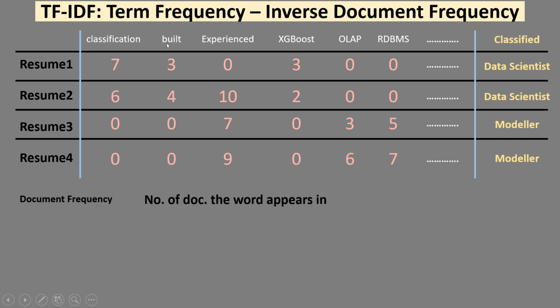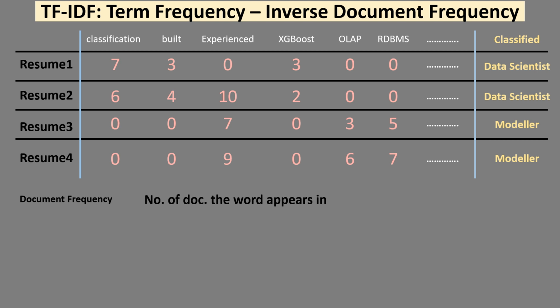For example, if I take the word build, in how many documents has it been repeated? It has been repeated in 2 documents, right? So the number of documents the word appears in is simply 2. It won't be 7. We are not asking how many times it is repeated in each document, rather we are saying in how many documents this word comes in, right? So it comes in 2 documents.